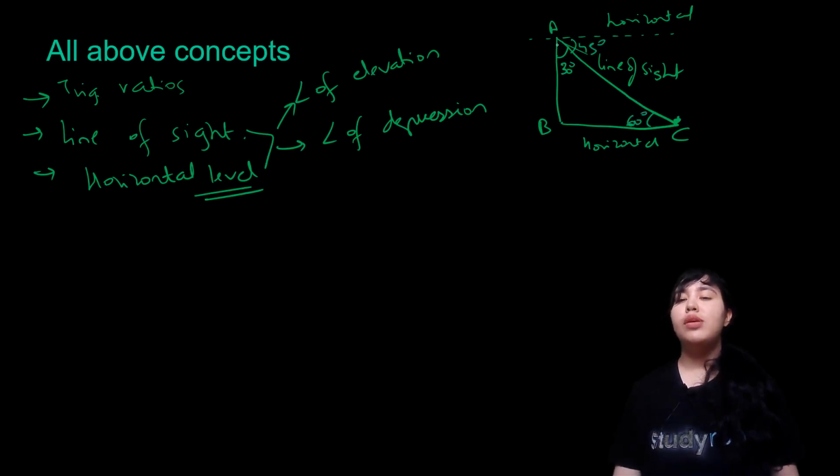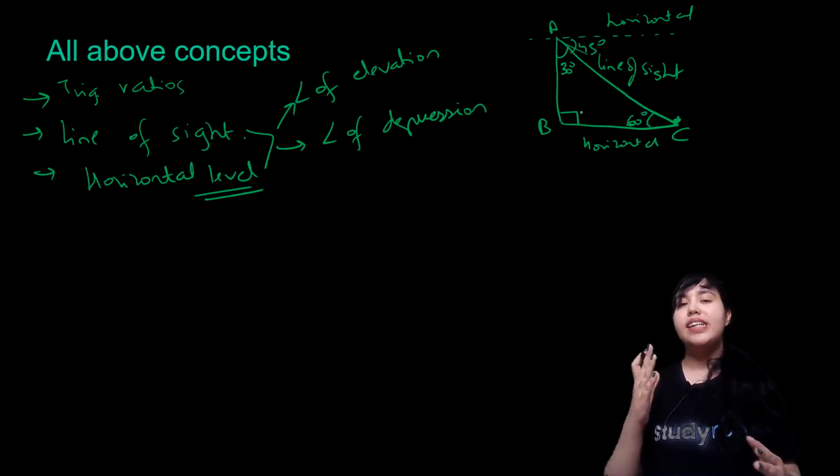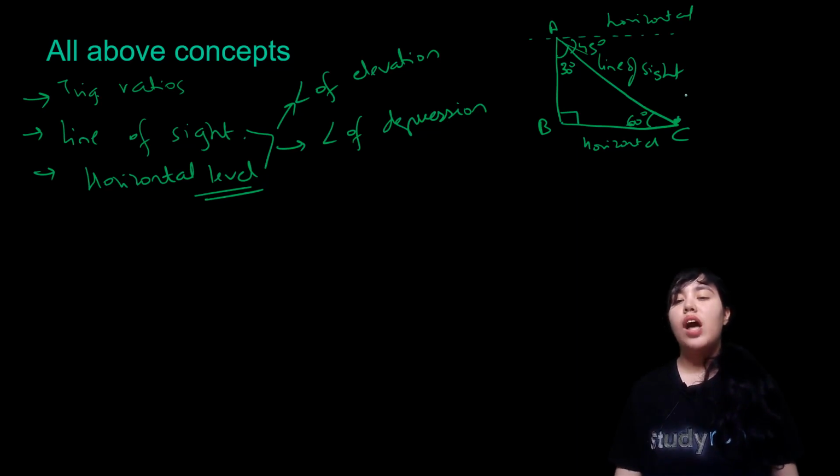Now first of all, tell me what will be this angle ABC. This will be 90 degree. Why? Because this is a building, it is standing vertically on the ground. Now identify the angle of elevation over here. Is it 30 degree? Is it 45, 90, 60? What is it? It is 60 degree. This is the angle of elevation. Okay, it's between your horizontal and line of sight where the object is above the eye level.